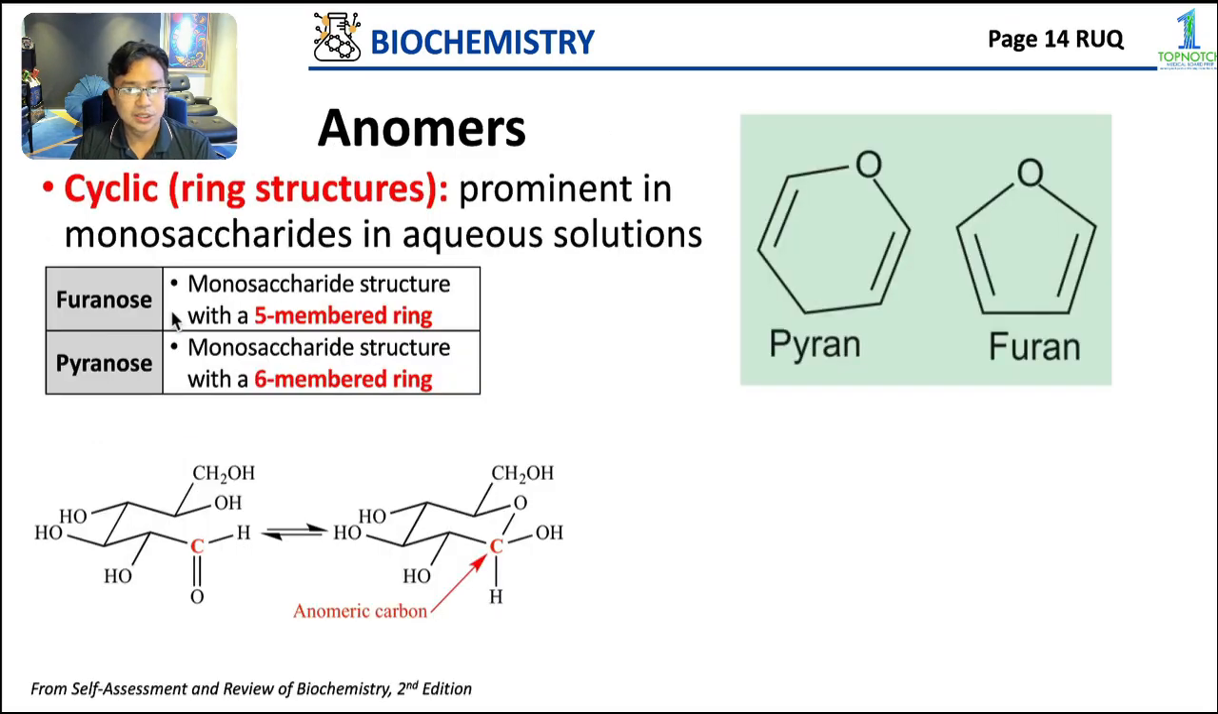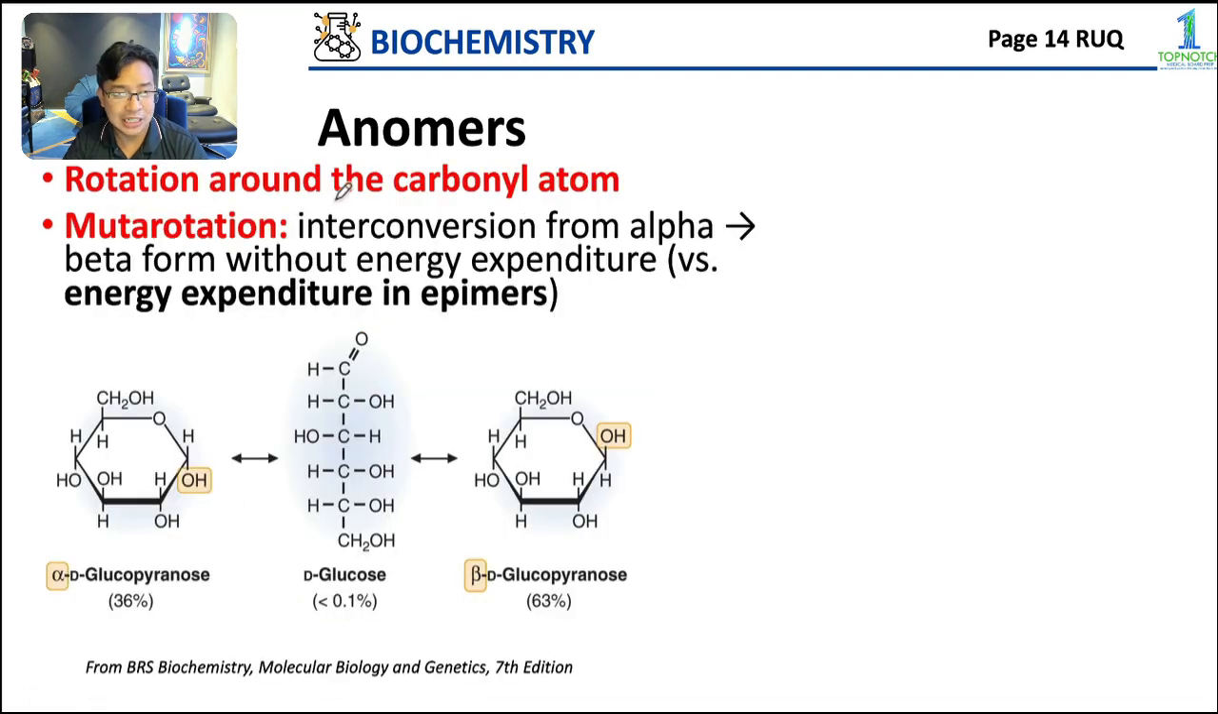Okay. Now, let's head to anomers. For that, let's talk about cyclic structures. Cyclic structures are very prominent among your monosaccharides, those in aqueous solution. Okay, they can be a furanose or a 5-membered ring, or a pyranose, a 6-membered ring. Now, if there's a rotation around the carbonyl atom, as mentioned, the one with double bonding to an oxygen, you can have here an anomerization. And it can be an alpha form or beta form.